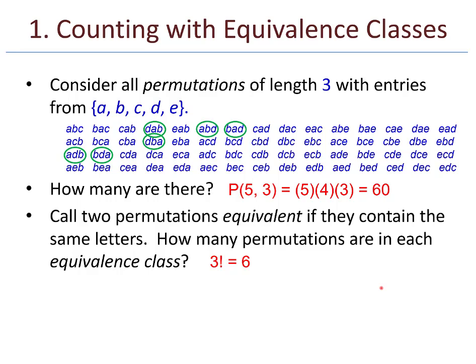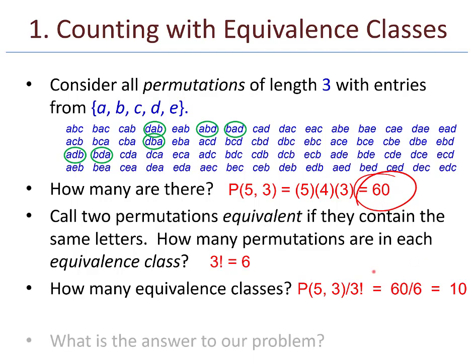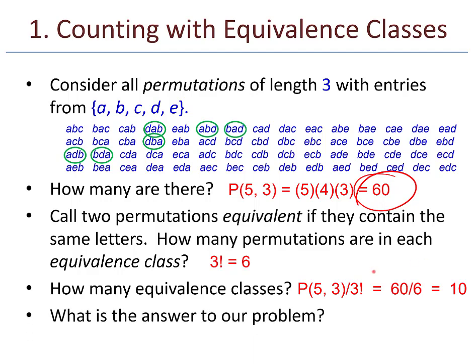So how many equivalence classes are there? Well, there's 60 total permutations, but then I can put these into classes of 6 each, and so we find that 60 divided by 6 is 10. There are 10 equivalence classes, but of course, each equivalence class actually corresponds to one particular set. So for example, the 6 elements that are circled up above, those really give me the set A, B, D.